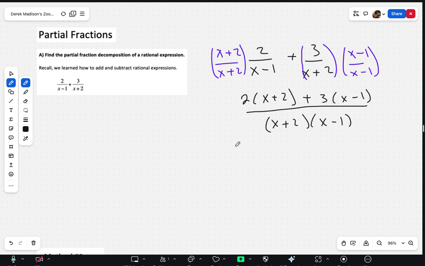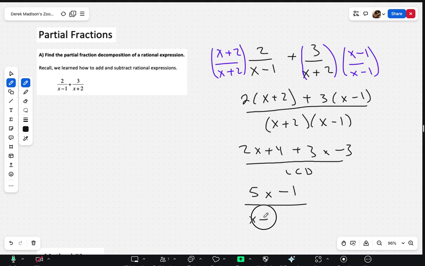And then we would combine up the numerator and get 2x plus 4 plus 3x minus 3 over that common denominator. And then 2x and 3x would be 5x plus 1 over x plus 2 and then x minus 1. Oops, that should be a plus right there, sorry.